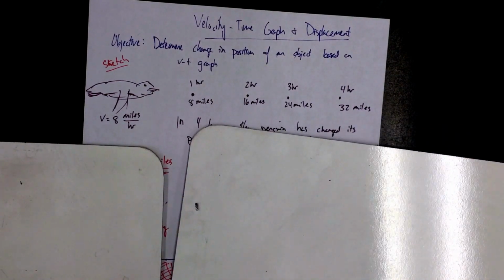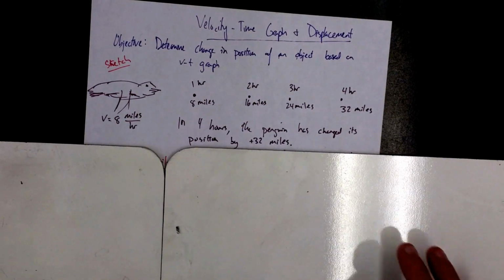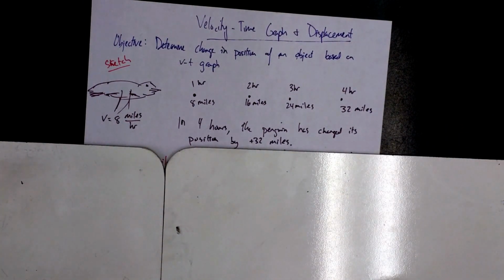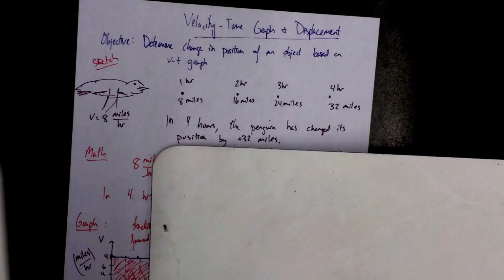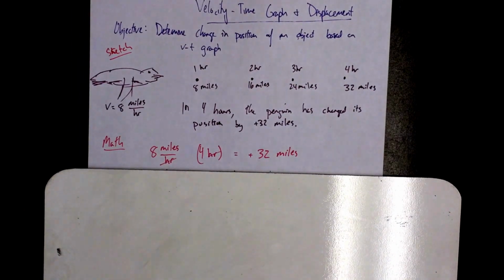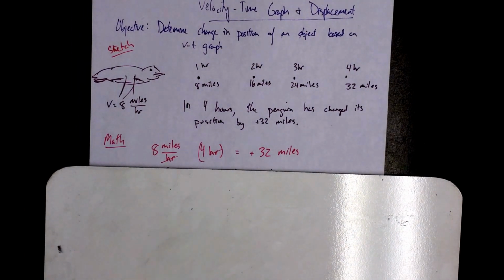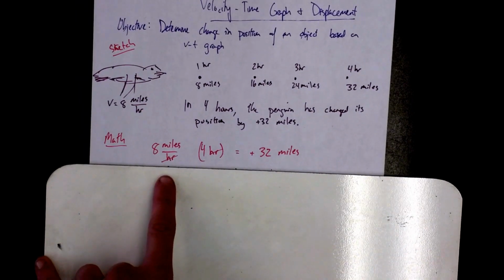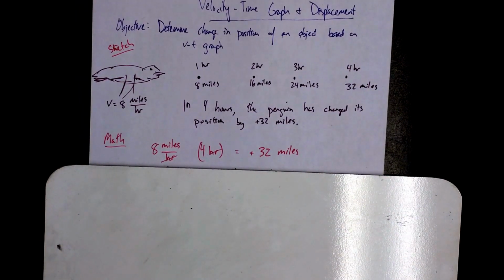This is just stating that, in 4 hours, the penguin has changed its position by positive 32 miles. Now I could also look at the mathematical analysis, and here I'm just paying close attention to the units. Now, this is the velocity of the penguin, 8 miles per hour. The unit that I want to end up with is just miles.